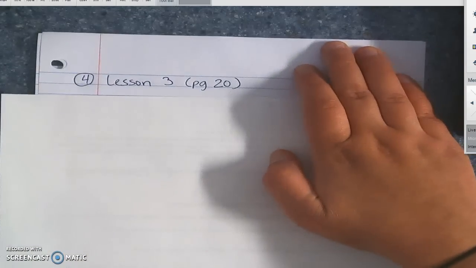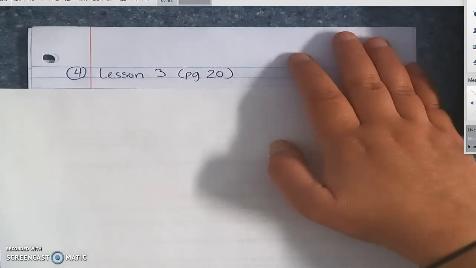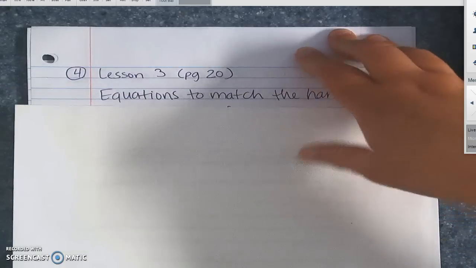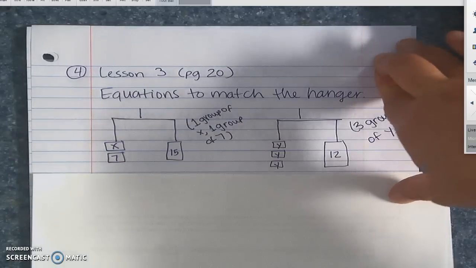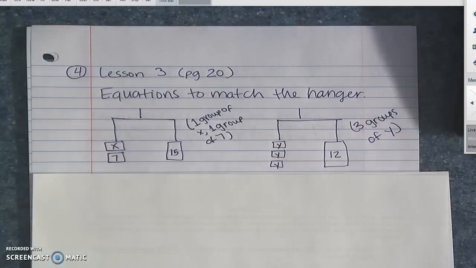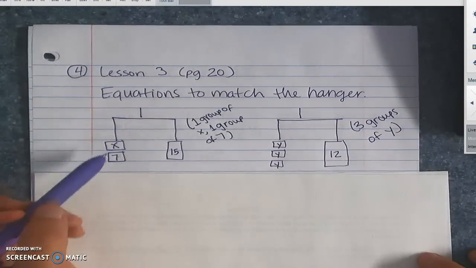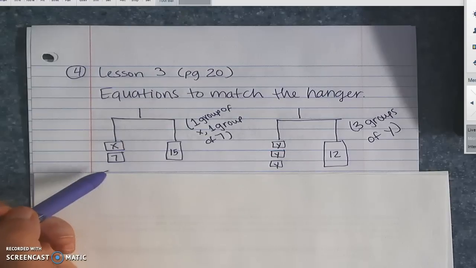The next part comes from Lesson 3, page 20. This is equations to match the hanger. So you're going to see a hanger and you're going to have to write what equation that's representing. So please pause to copy that down.